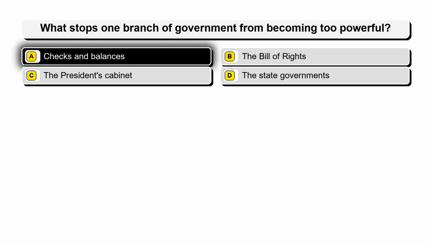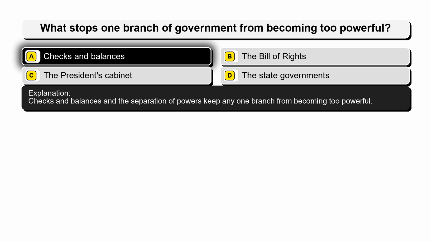The correct answer is option A, checks and balances. Checks and balances and the separation of powers keep any one branch from becoming too powerful.